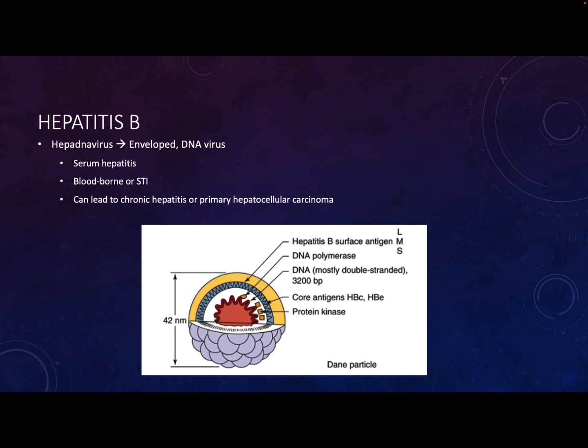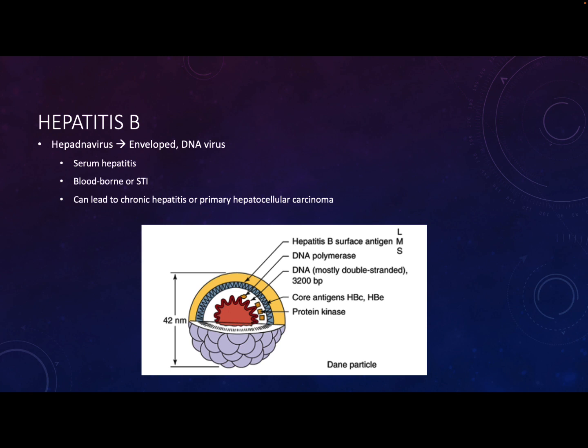So remember, hepatitis A is one of the picornaviruses, right? So it's a single-stranded RNA virus. Hepatitis B belongs to its own family that we haven't talked about yet, called the hepadnaviruses. So these are enveloped DNA viruses. And we're going to see in just a second that they have kind of a weird type of replication for a DNA virus. And hopefully we'll be able to pick out which other type of viral family has a similar type of replication.